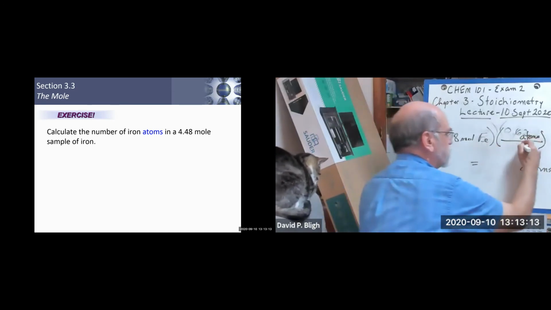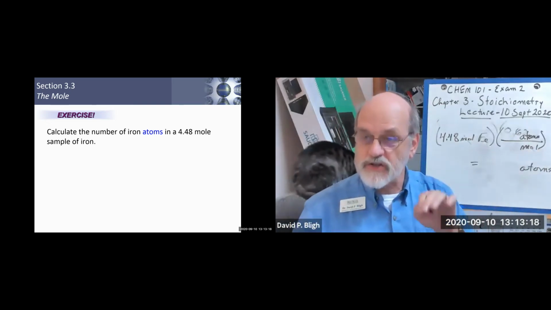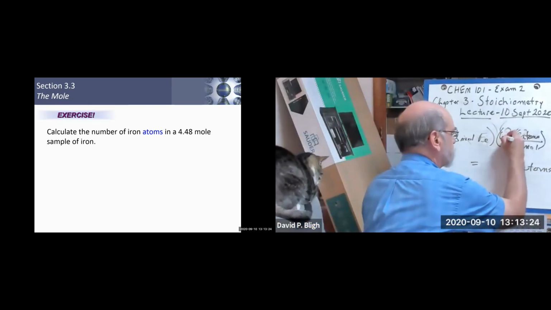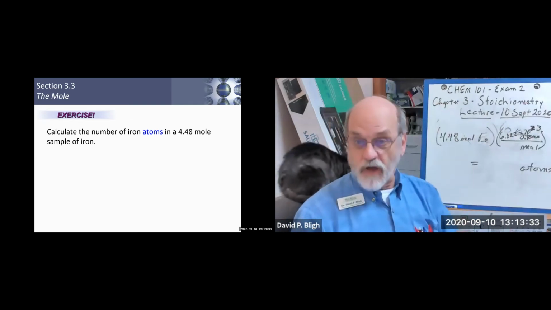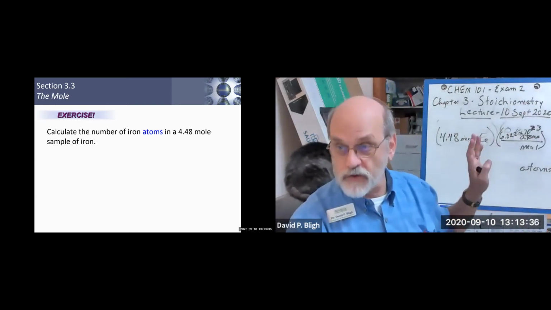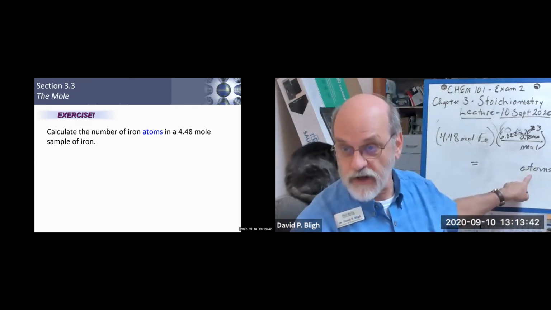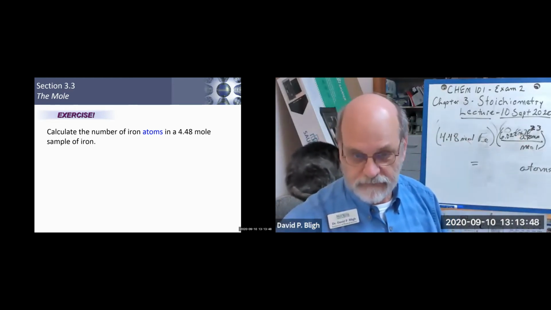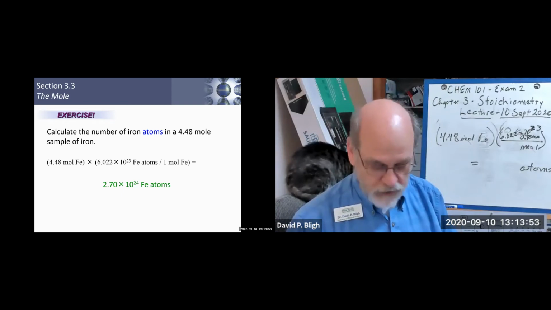And this is moles to cancel. So all we need is what's the relationship between atoms and moles? It's Avogadro's number, 6.022 times 10 to the 23rd. So all you have to do is, after you cancel the units and know that you're ending up with the right unit of measure, now it's just crunching numbers. 4.48 times 6.02 times 10 to the 23rd. All right. And that's 2.7 times 10 to the 24th iron atoms.